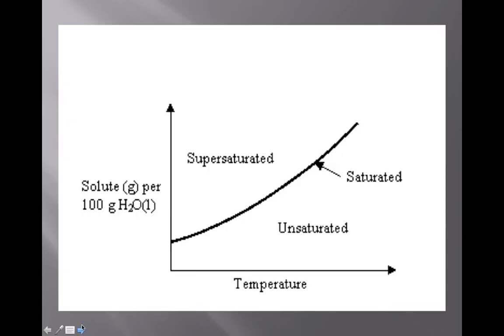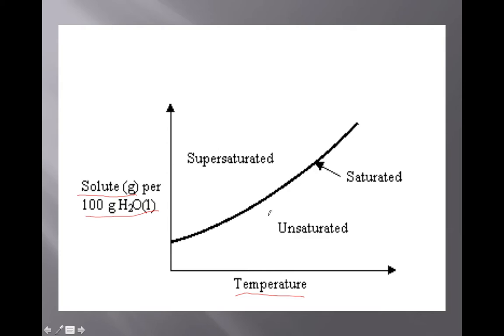So on a graph, it looks like this. You notice on the bottom we're looking at temperature, and on the side we're looking at solute in grams, the amount of solute dissolved per 100 grams of water. And this is our solubility chart. This is what we're going to have to look at and be able to utilize. Typically temperatures are in degrees Celsius, but it can be any temperature. You just need to know temperature's going up. So there are three regions to this graph.